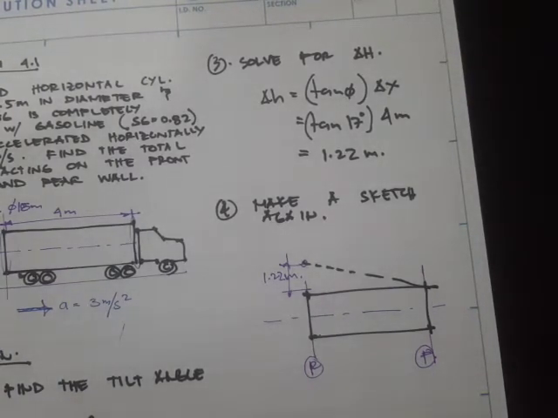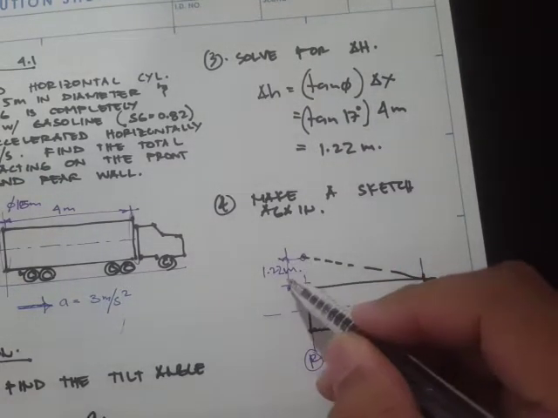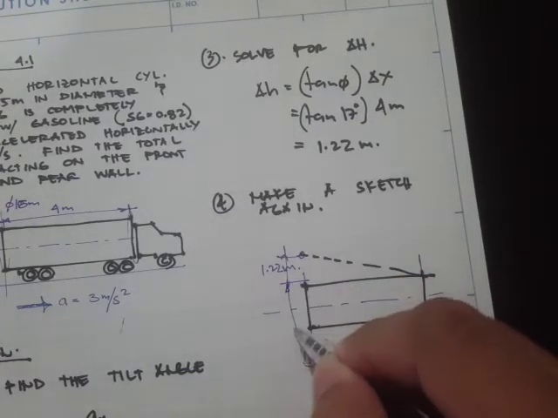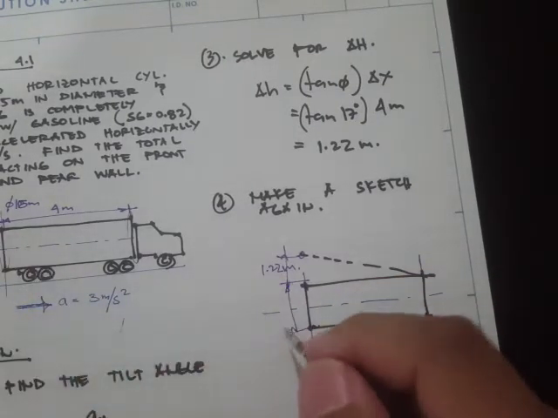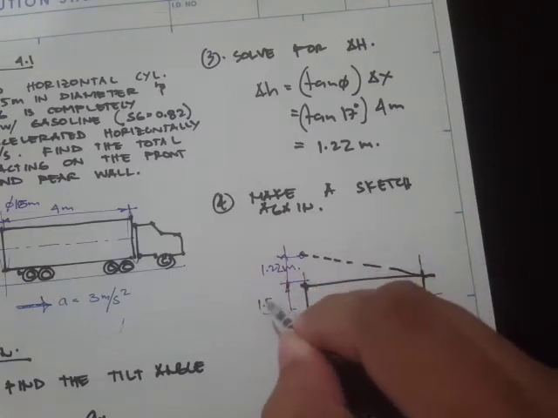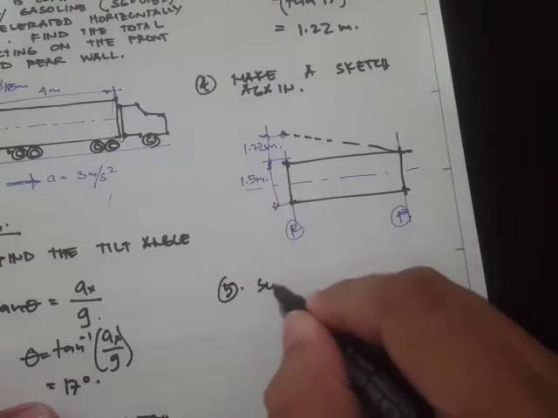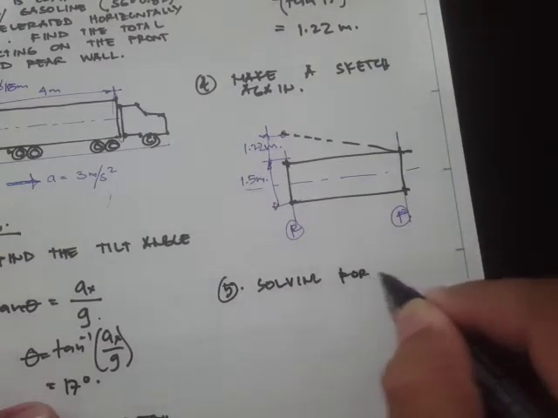Alright, welcome back again. We'll continue our problem solving regarding the horizontal acceleration or the relative equilibrium. Okay, so we have solved this delta H as 1.22 meters, and this diameter is actually given, which is 1.5 meters.